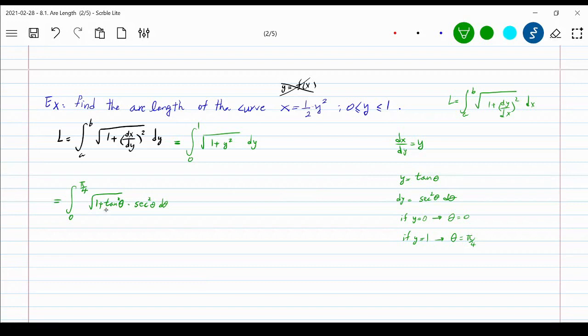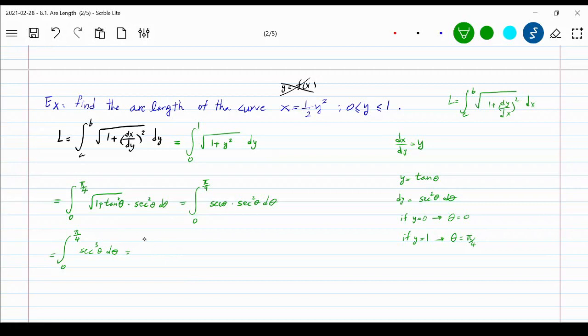And you can simplify this. 1 plus tan squared is the same as secant squared, so this is the integral from 0 to pi over 4 of secant theta times secant squared theta d theta. I think we've done this already in the earlier sections, in the trigonometric section. Secant cubed theta d theta. But if you don't remember, I think the idea was to use integration by parts.